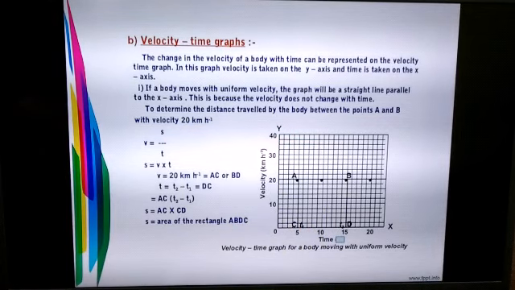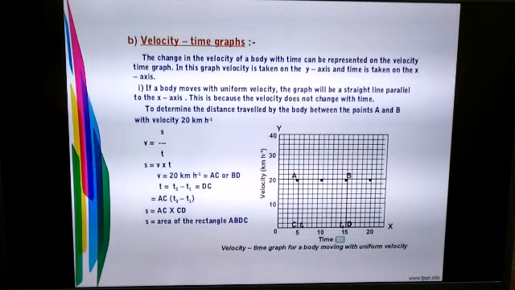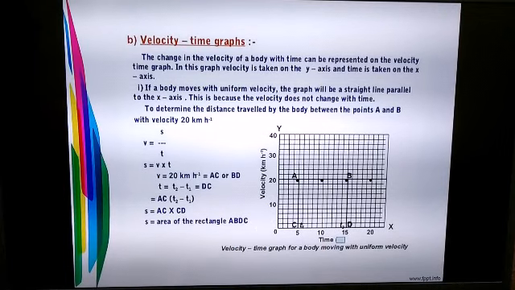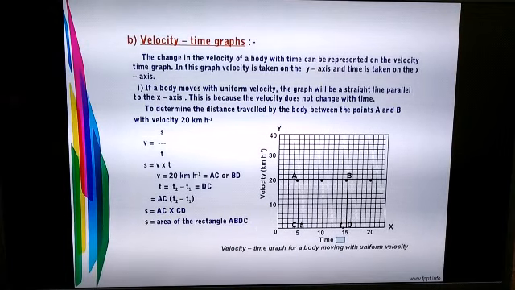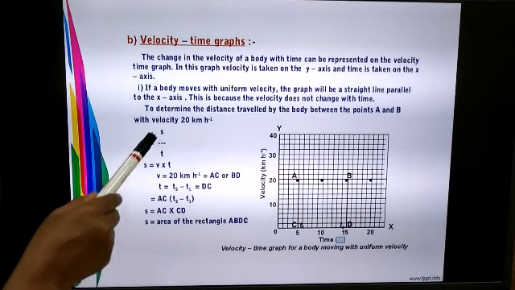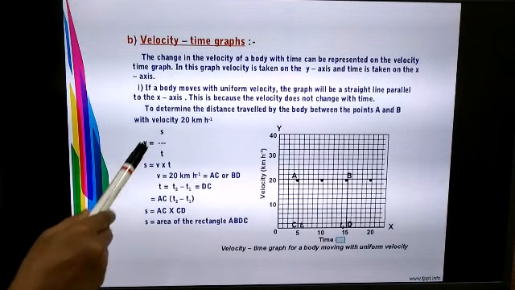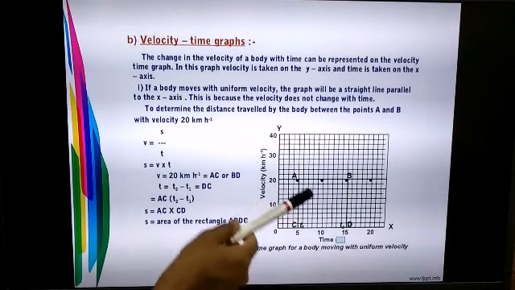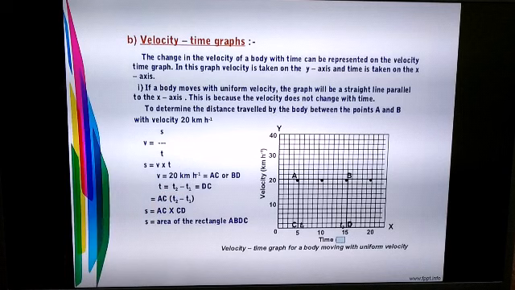Now if we want to calculate the distance that is covered by the object, in this case the distance covered by the object will be enclosed within the quadrilateral, the area of the quadrilateral ABDC. So if we find out the area of the quadrilateral ABDC, we will get the distance that is covered by the object. Now we know that speed is equal to distance upon time. So speed is represented by V is equal to distance S upon time. So if I want to calculate distance, S will be equal to speed into time. Now what is the speed? Speed is equal to the height of the object, that is AC or BD, and AC or BD is equal to 20 kilometers per hour.